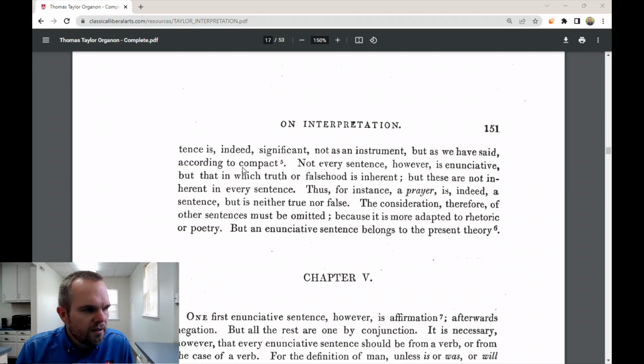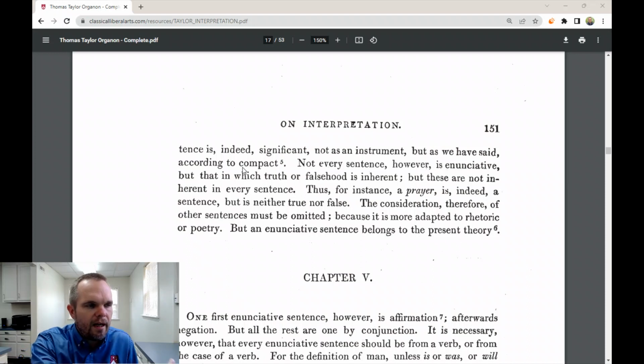Okay, so what does this word instrument mean? How can we use the context to figure out the meaning of this word? Well, very simply, it's the opposite of being significant according to compact. We see it's significant not as an instrument, but according to compact. So according to compact is the opposite of as an instrument. And as I've explained, according to compact means not according to nature. And therefore, a sentence is significant not as a natural instrument or some kind of instrument of nature, but, as we have said, according to compact. So you can see how the context can help you understand what's being said there.